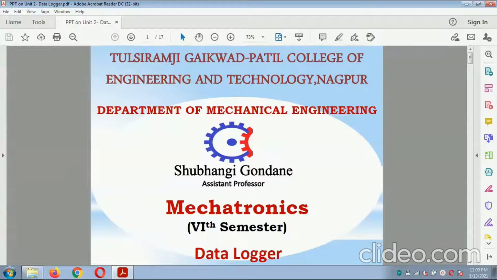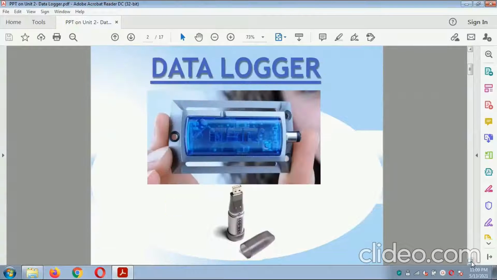I am Shubhangi Gundane from the Mechanical Engineering Department, and today we study the data logger. What is a data logger? This is a figure related to the data logger. It is like a pen drive. It is an instrument which stores the data. This is the front view of the data logger. This node is just like a pen drive, and this data can be utilized with a computer.